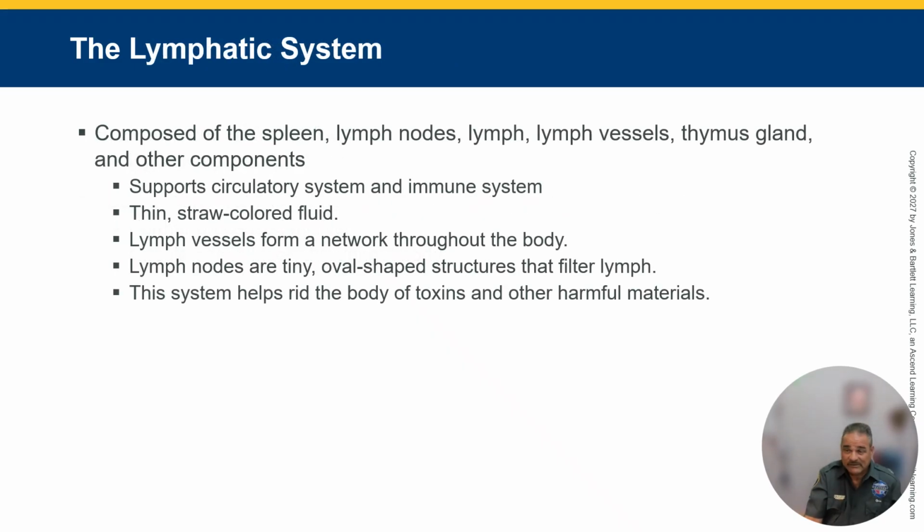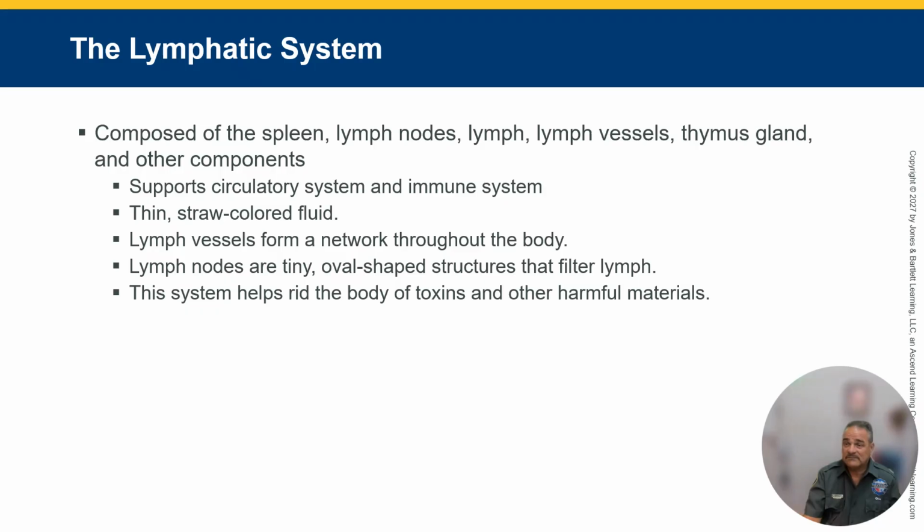Lymphatic system, which is an interesting process. It is very, very specific. It's composed of the spleen, the lymph nodes, the lymph vessels, the thymus gland, and other components. Primarily, its responsibility is supporting circulation and also our immune system. Lymph is a thin straw-colored fluid that transports materials from the lymph tissue into the central venous circulation via the thoracic ducts.